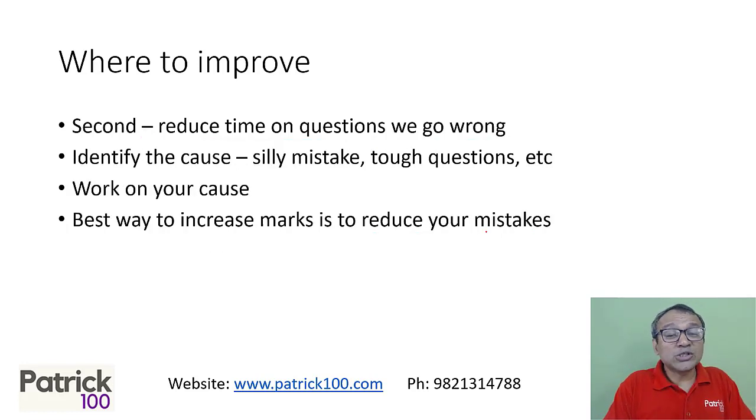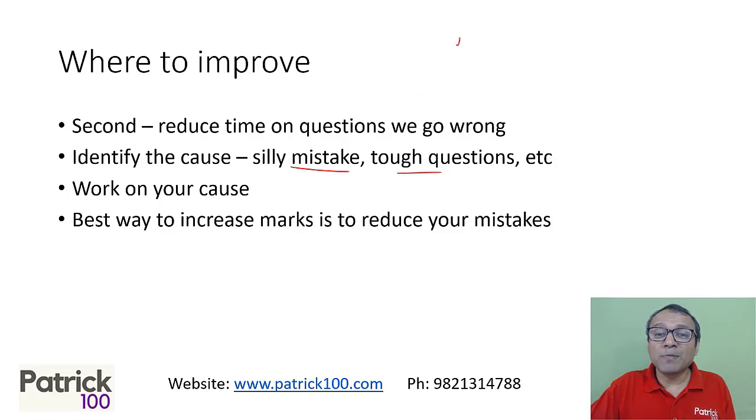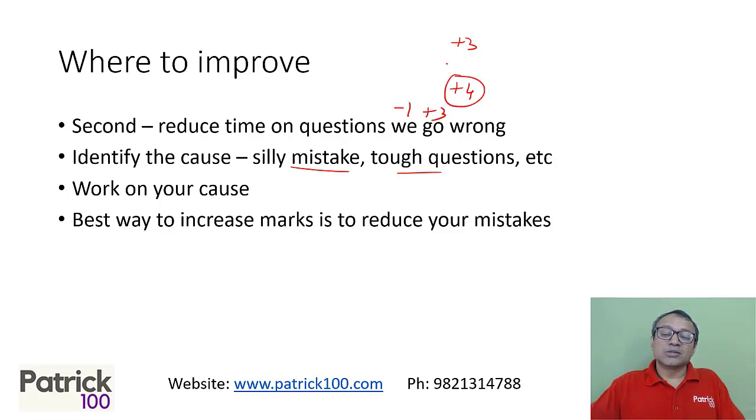Second, reduce time on questions that we go wrong. So we go wrong on questions. If you can reduce time, find out the cause. I mean, silly mistake, tough question. Look, one of the best ways to improve scores is improving your accuracy. If you solve one new question, you get +3 marks, but you have to also spend more time on it. But if you get a wrong question correct, you tend to get +4 because it's non-TITA, you don't lose that -1, plus you get +3, so you get 4 more marks. And that also without any extra time.